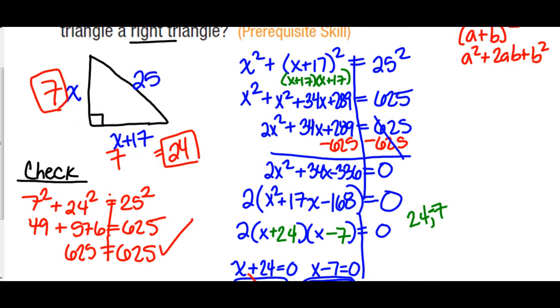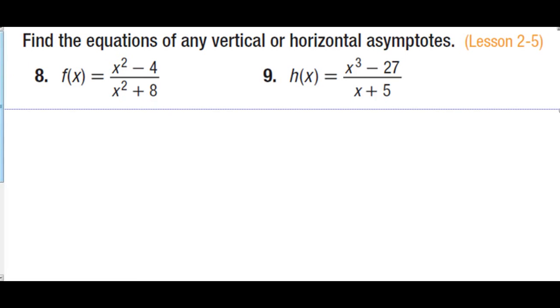Fantastic. Our last set of questions uses prior knowledge from not too long ago. Find the equations of vertical or horizontal asymptotes. So I actually plan on leaving 8 through 13 for you to work on as the rest of your homework solo. But what I will do before I let you go is remind you of that 2.5 prior knowledge. So let's take some notes.